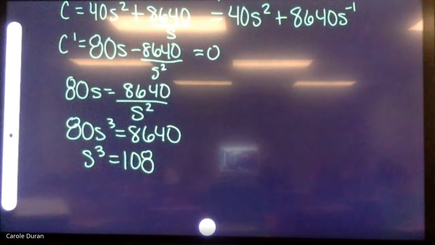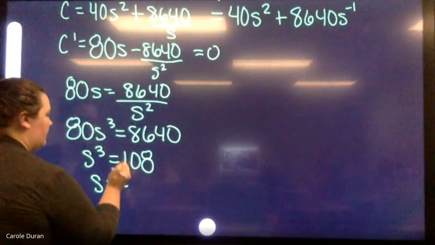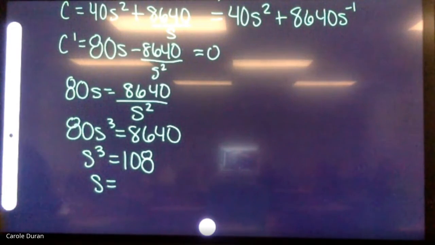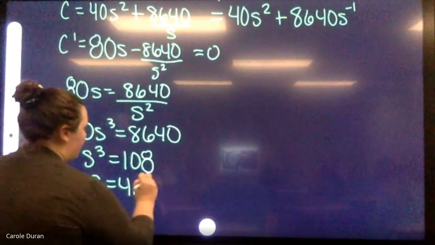And then what do I do? Cube root that. And what do I get for the cube root? Calculators. You do 108 to the 1/3 power. Oh, well, it would probably help if I didn't put 103 to the 1/3 power. Okay, 4.7622. That's what I got. Everybody else get that? Yes.